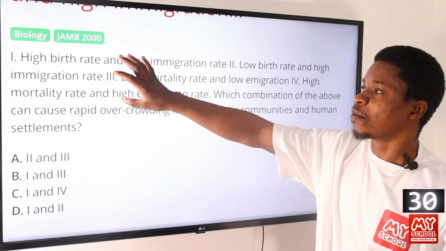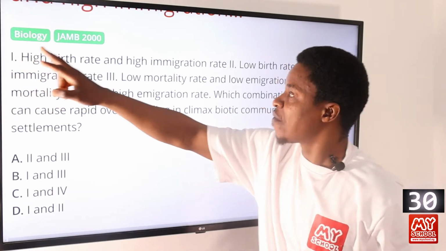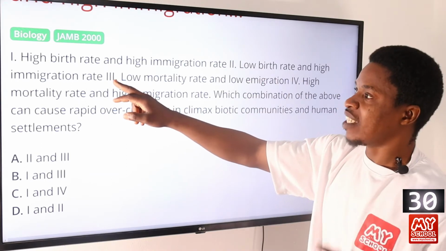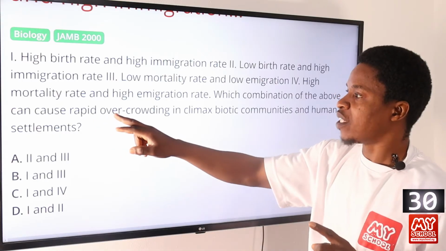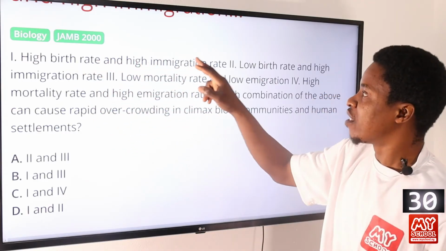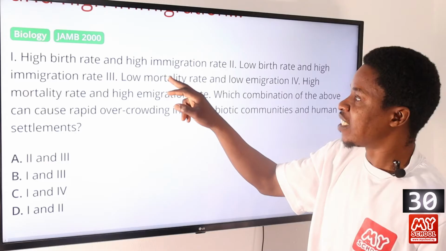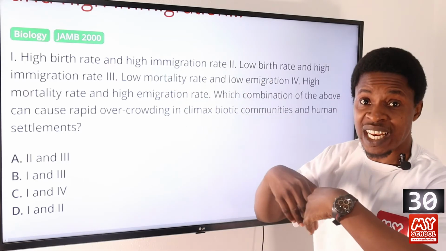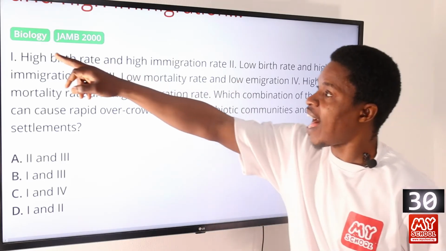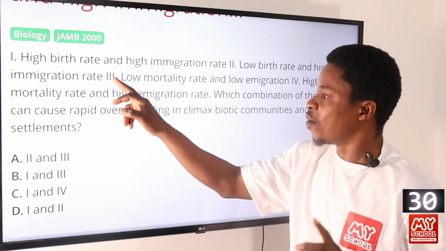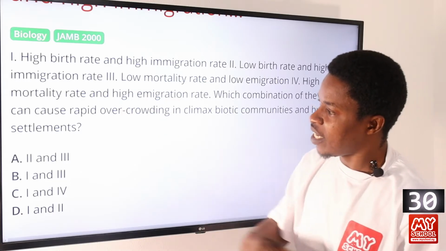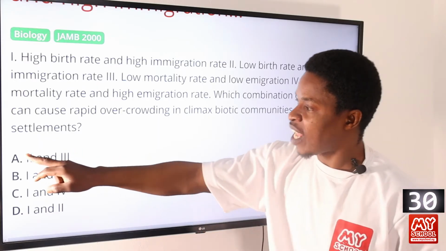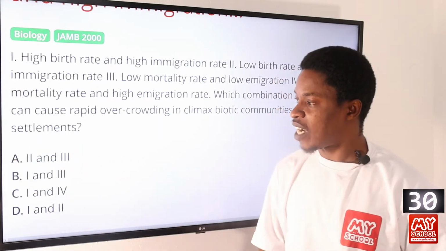So out of all of these options, Roman figure I and Roman figure III actually stand out to cause rapid overcrowding: high birth rate and high immigration rate, correct? Then low mortality rate and low emigration rate, the number of organisms leaving the community. So I and III are the only ones that are correct. So let's look at option A. Option A says we have I and II. Yes, I is correct, but II is not, so option A is not the right answer.